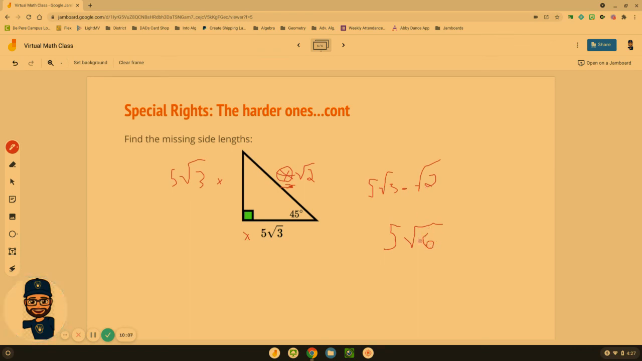And really, we can leave that because it's on the top. It is part of the numerator. So 5 square roots of 6 would be our hypotenuse in this triangle.